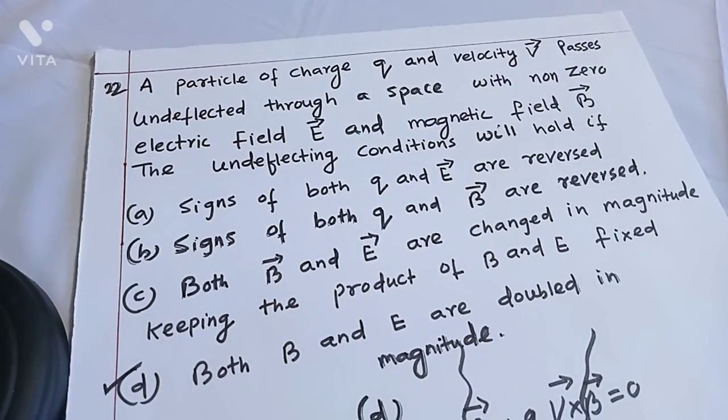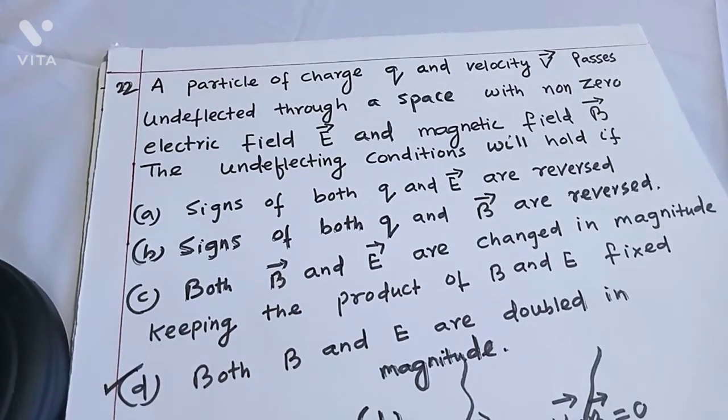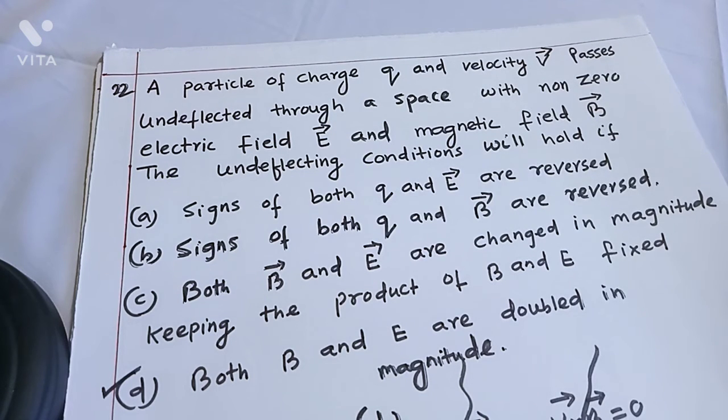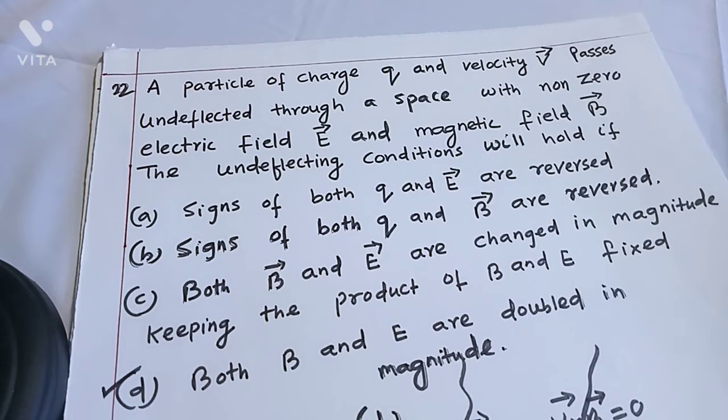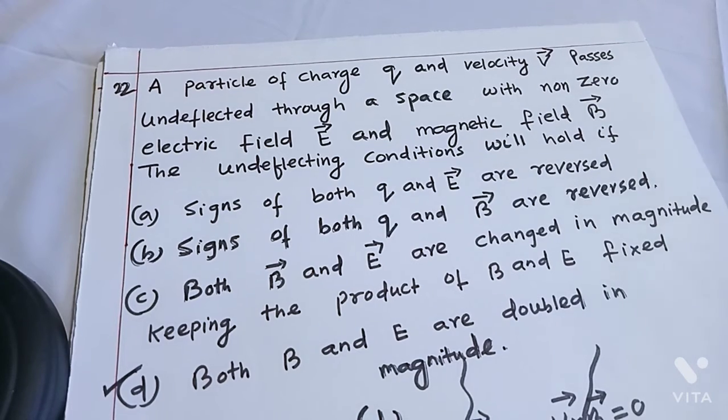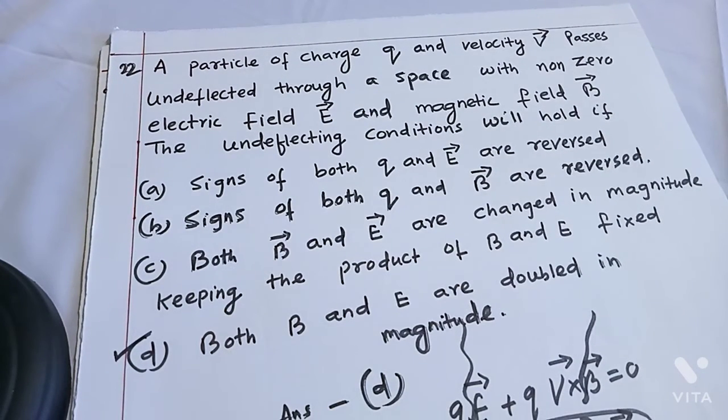A particle of charge q and velocity v passes undeflected through a space with non-zero electric field and magnetic field. The undeflecting conditions will hold if: signs of both Q and E are reversed; signs of both Q and B are reversed; both B and E vectors are changed in magnitude, keeping the product of B and E fixed; next choice, both B and E are doubled in magnitude.